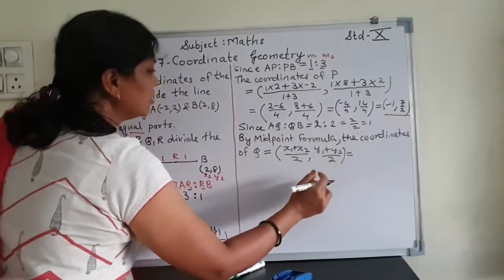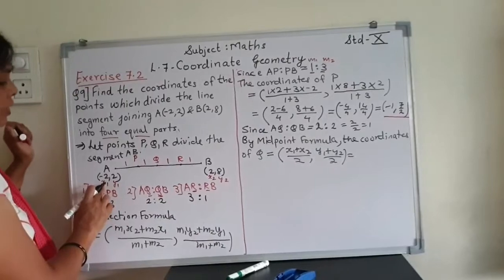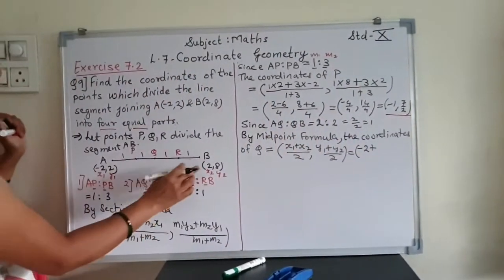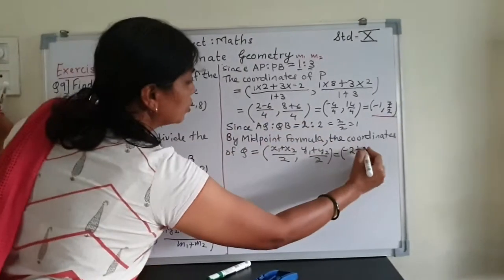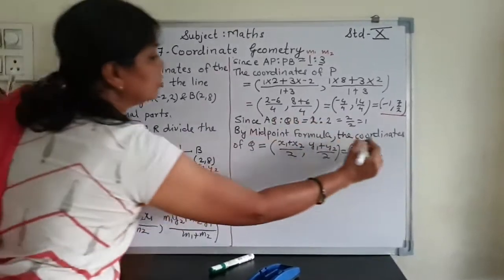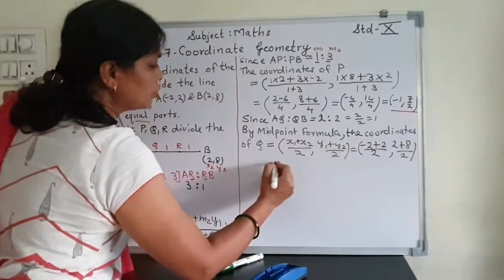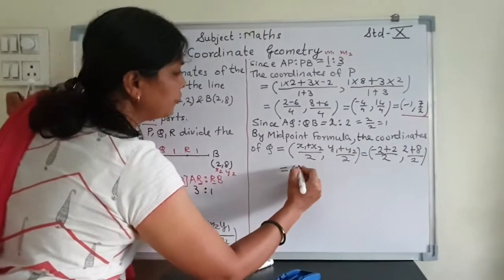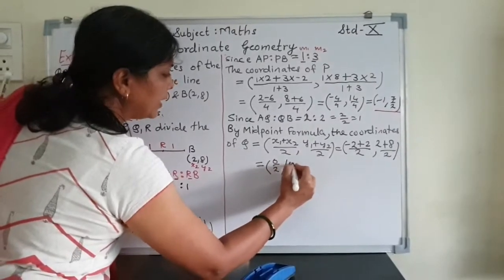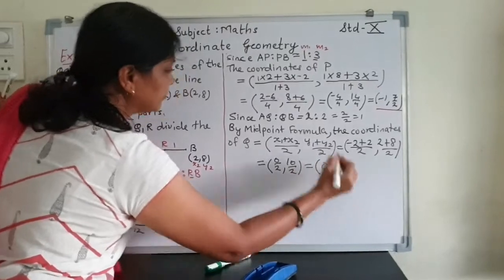So that gives us, what is x1? x1 is minus 2 plus, what is x2? 2, upon 2. What is y1? 2 plus y2 which is 8, upon 2. So this is how we get the coordinates of Q as 0 upon 2 and 10 upon 2. It means finally it is 0 and 5.